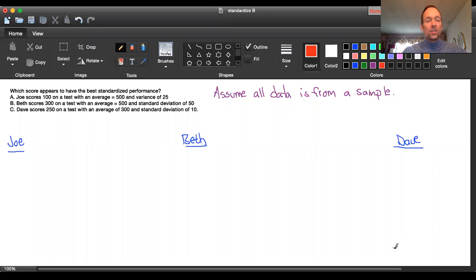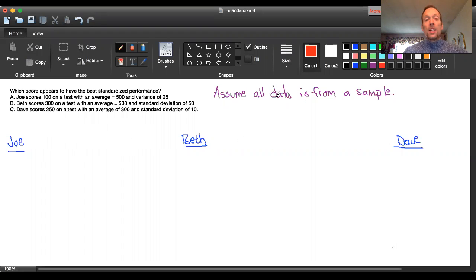It looks like in this example we have three different students. They've taken three different exams. That's Joe, Beth, and Dave. And our job is to use standardization and figure out who had the best performance. They're also telling us all the data is from a sample, so we know what symbols to use. And we'll start by listing Joe, Beth, and Dave here.